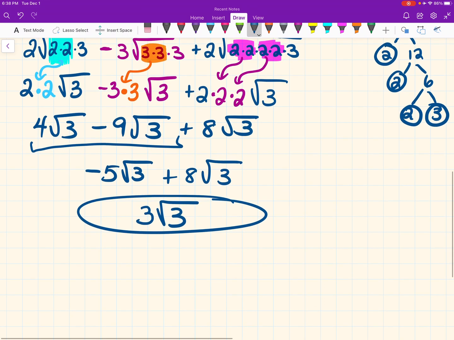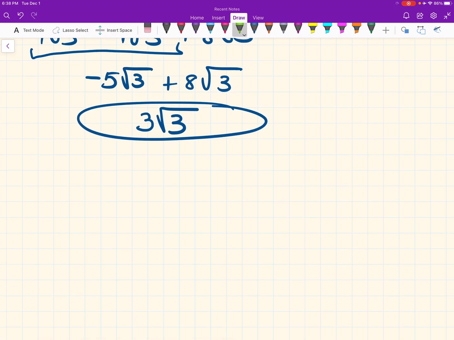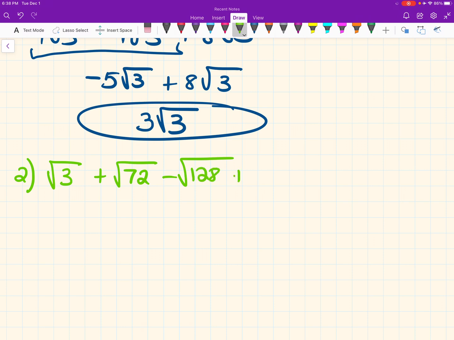Okay, let's try one more of these. All right, number 2 is the square root of 3 plus the square root of 72 minus the square root of 128 plus the square root of 108. Well, guess what? They don't match right now, but they're all square roots. So my guess is probably some of these, if not all of these, will be combined once we prime factor.